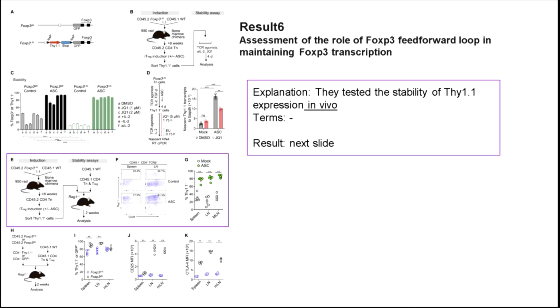To examine the stability of Dye 1.1 expression in vivo, they sorted their wannabe iTreg cells which present Dye 1.1 and co-transferred them into Rag1 negative mice and induced iTreg cells. So in figure F, 2 weeks later, approximately 20% of mock-treated and 80% of ASC-treated wannabe iTreg cells maintained Dye 1.1 expression in here.